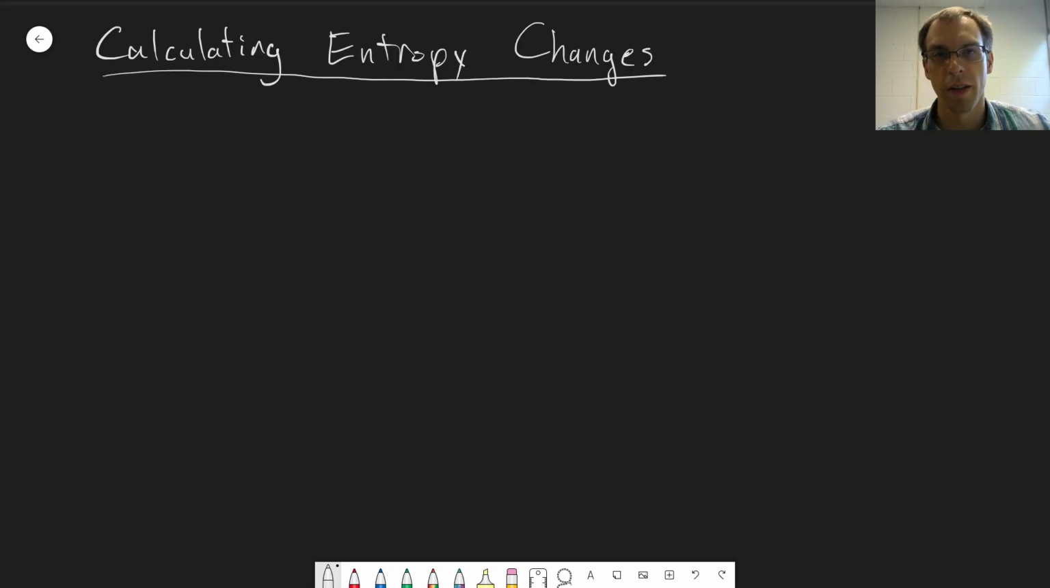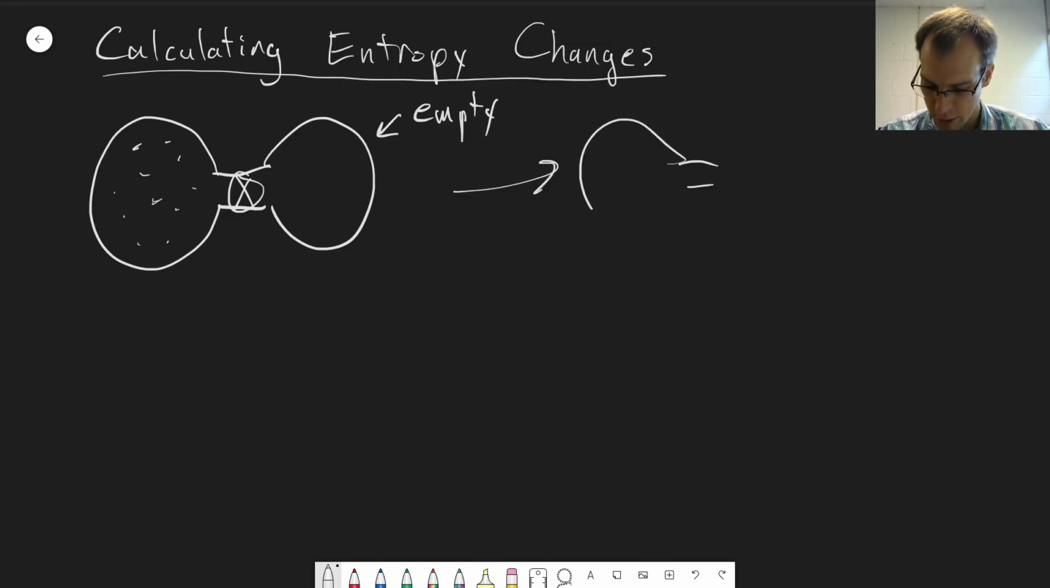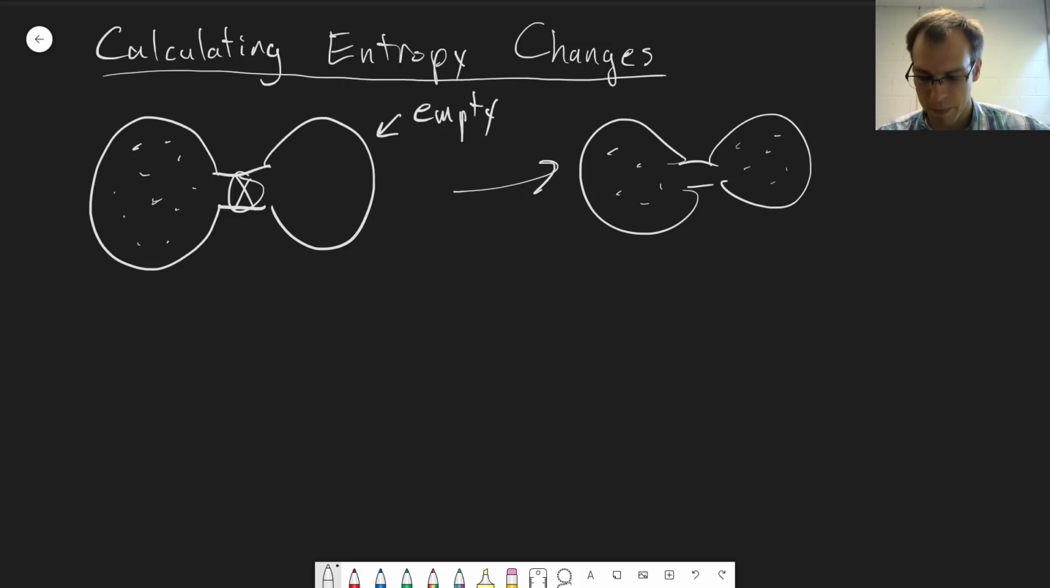So let's go ahead and look at another example of calculating entropy change. We're going to move on from the molecular basis and look at some of the examples that we talked about at the beginning of the chapter. So we had this example where we had gas on one side and it's empty on the other. And if we open this, we know that our system is going to go to a state where the gas is spread out on both sides.